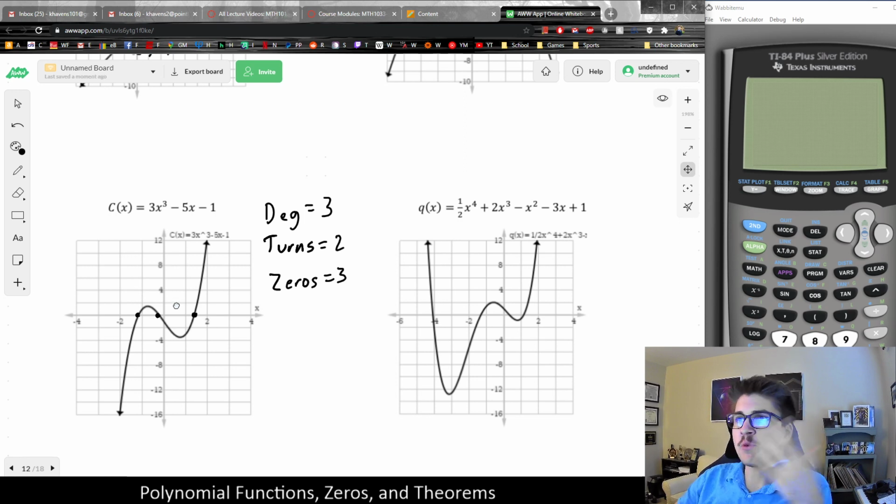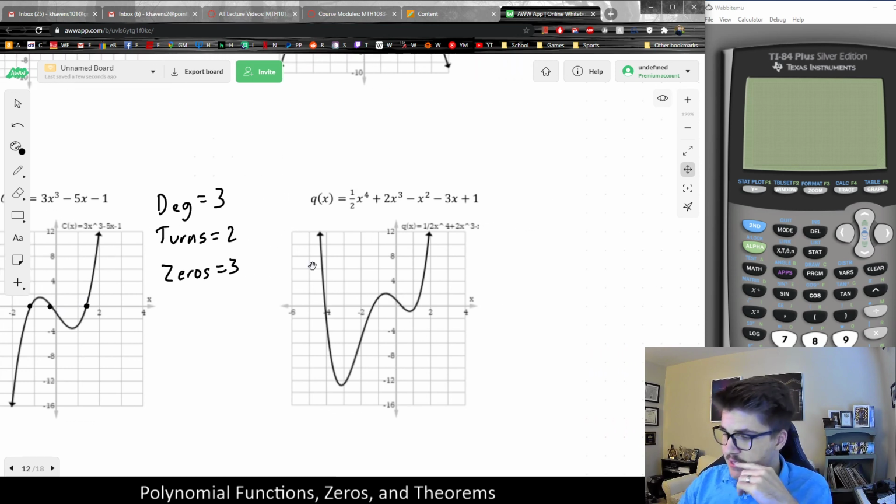But anyways, we would say it has 2 turns because it turns there and turns there, which often corresponds with a localized or absolute minimum or maximum, like in these cases. So that's an easier way to identify it. And again, notice that we only have 1 y-intercept, as we always will.